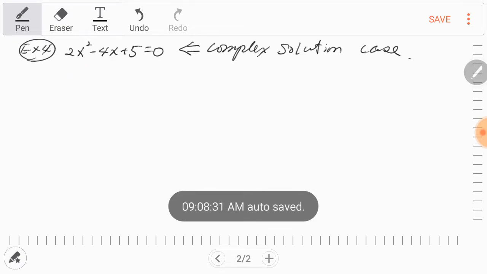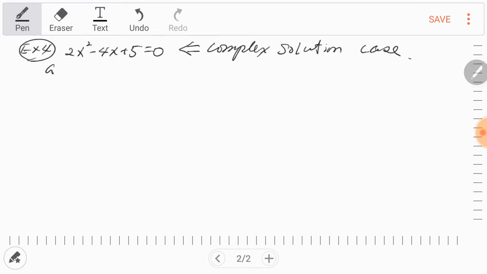Okay, there's no common factor, so why don't we just use the quadratic formula? So a equals 2, b equals -4, and c equals 5. Then what is the quadratic formula?